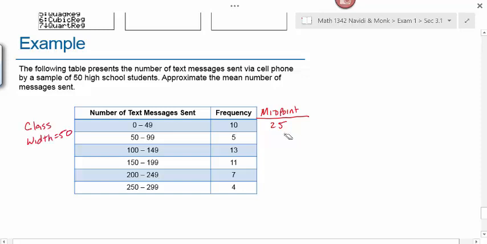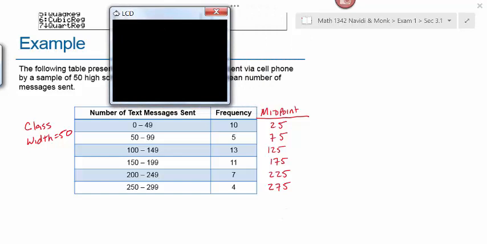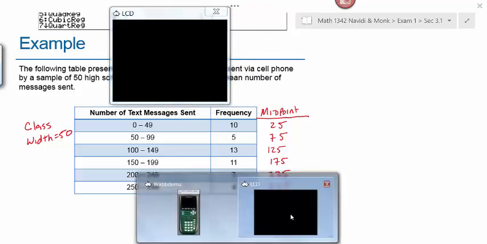Once you have your first class midpoint, you can then get the others just by adding 50 to that number. 25 plus 50 is 75, plus 50 is 125, plus 50 again is 175, plus 50 again is 225, and plus 50 again is 275. There's our class midpoints. Now we get our calculators back out. You need a class midpoint for every single class, yes.